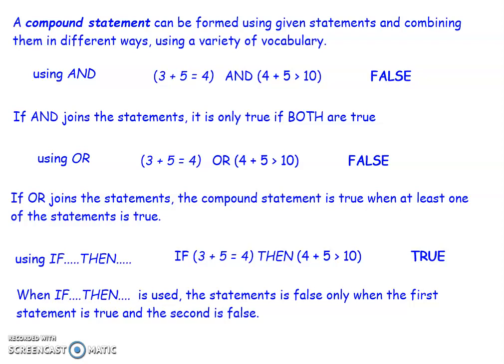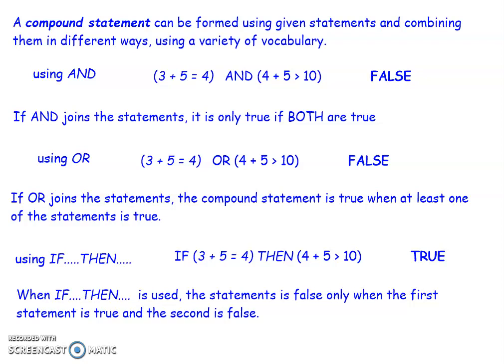I could use the word or. So 3 plus 5 equals 4 or 4 plus 5 is greater than 10. Now that is false because if or joins the statements, the compound statement is only true when at least one of the statements themselves are true. So if I'd said 4 plus 5 is less than or equal to 10, that would have made the overall compound statement true because one of them would have been true.